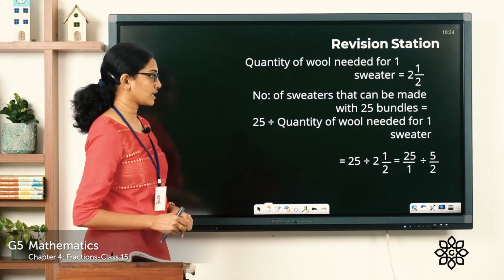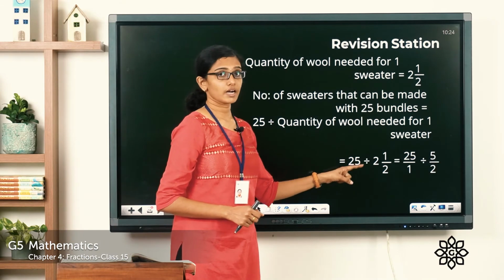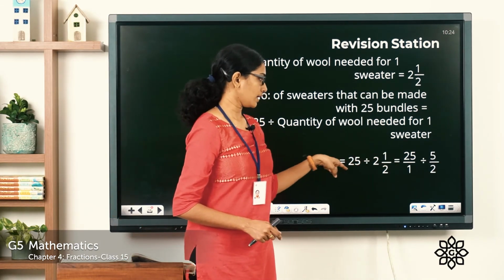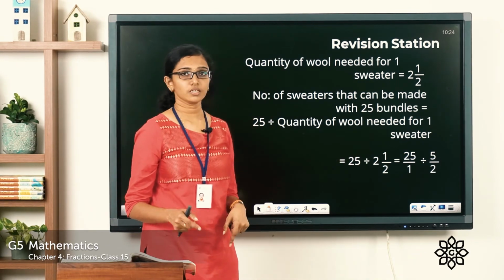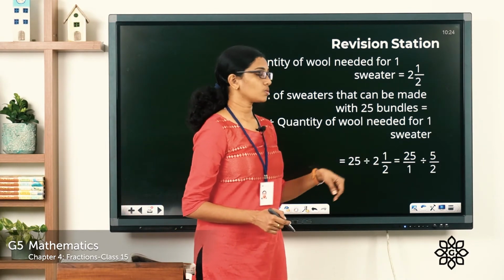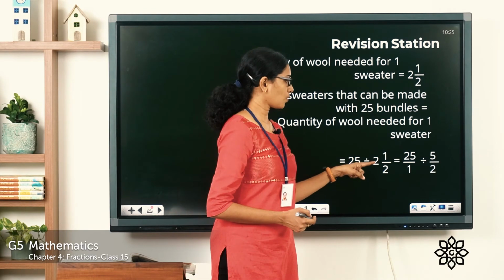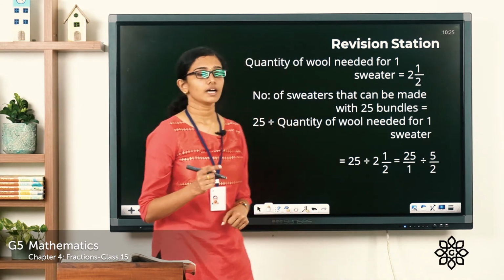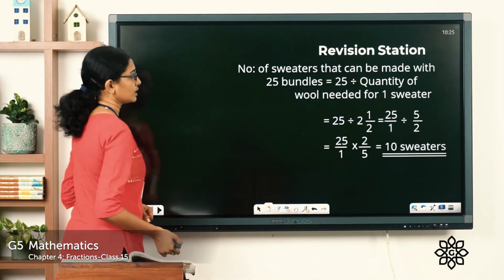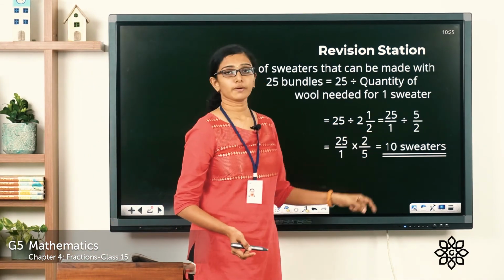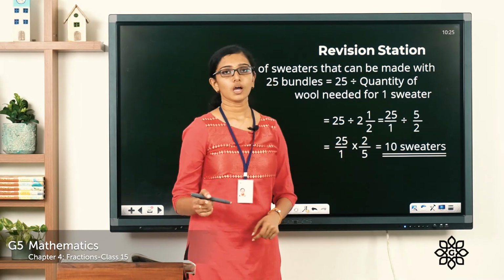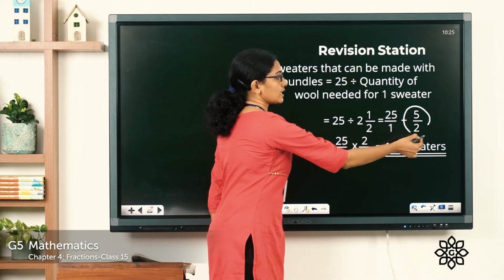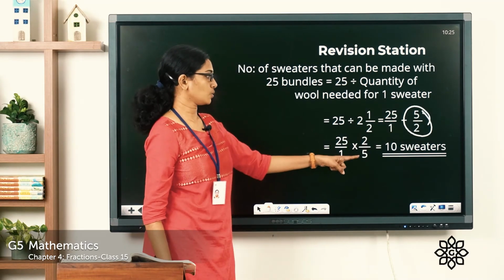So let's substitute the numbers. 25 divided by 2 1 by 2 is equal to 25 by 1, because we have changed it to a fraction, and 2 1 by 2 is equal to 2 into 2 is 4, plus 1, 5 by 2. So here it's a fraction divided by another fraction. How would we do it? 25 by 1 divided by 5 by 2 will be equal to 25 by 1 into the multiplicative inverse of 5 by 2, which is 2 by 5.